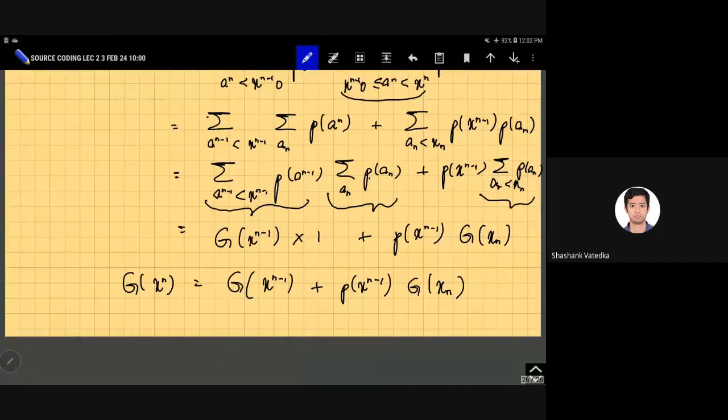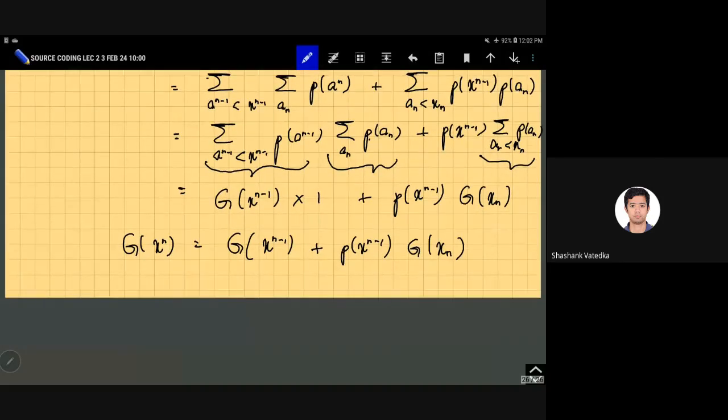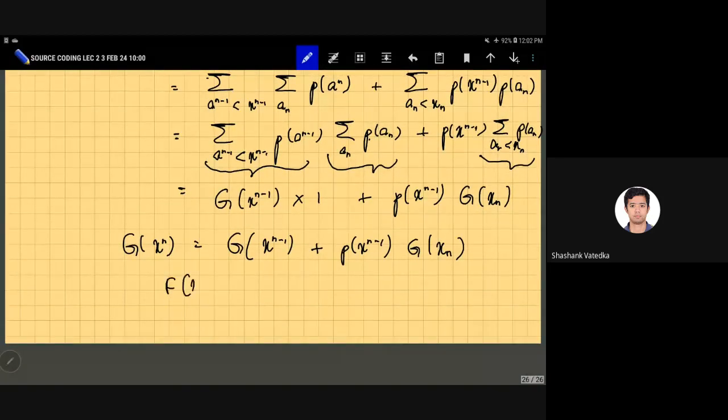Right? So now we have a nice recursive formula to compute g, and once you compute g, we can compute f bar of x^n, and therefore compute the code word. Right? And we can do this without constructing the entire code word tree. Right? So any questions?